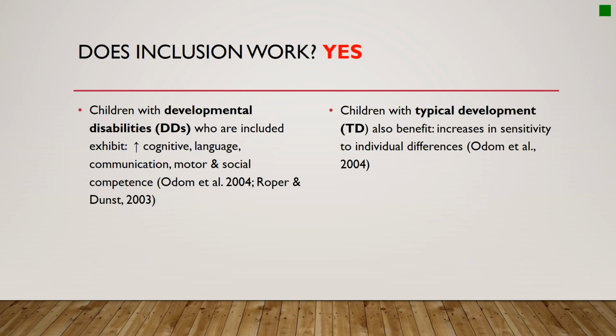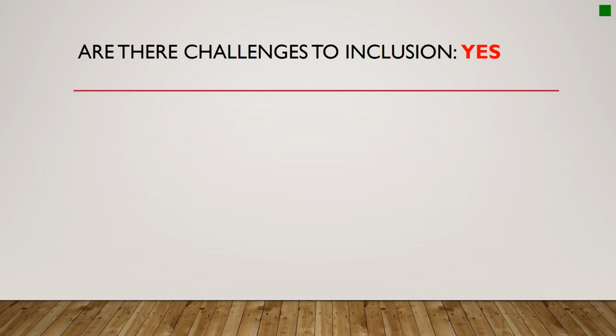We also know that children with typical development benefit from being in these inclusive environments, as it increases their sensitivity to individual differences, which is a lifelong skill that children can have. So these are just two of many pieces of research that support this idea. So we know inclusion is good for children and all children. So why are there challenges?